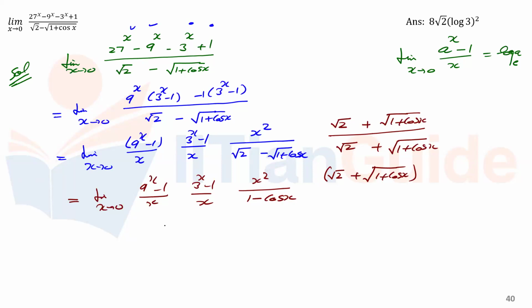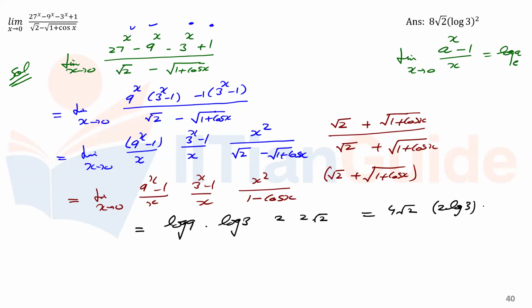The first one will become log 9. The second one will become log 3. And the third one I will get 2. And the last term I will get root 2 plus root 2, that is 2 root 2, as x extends to 0. So I am getting 4 root 2. It is log 9, and log 9 I can write as 2 into log 3.